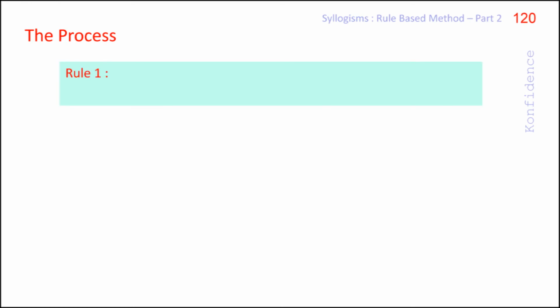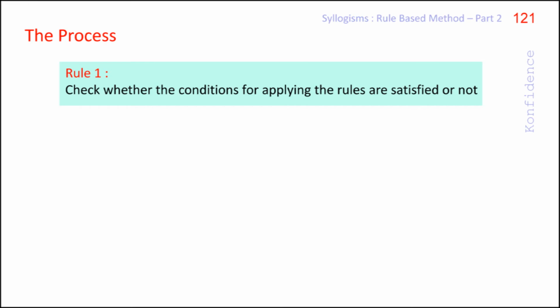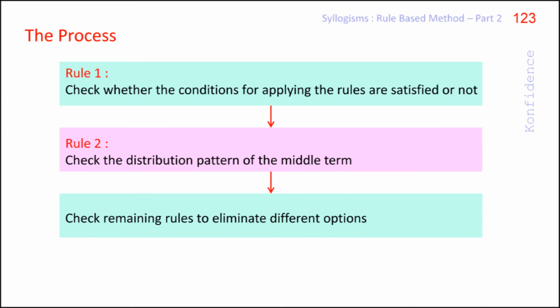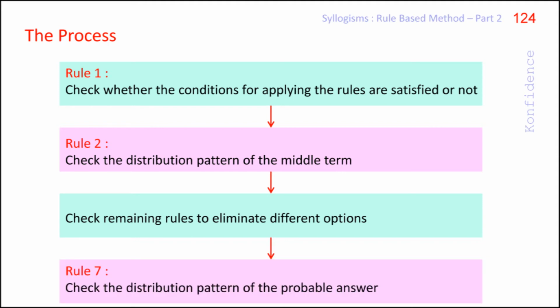First, we should check Rule 1, which tells us whether the conditions for applying the rules are satisfied or not. Then, we check the distribution pattern of the middle term, that is rule number 2. If rule number 2 is satisfied, then the remaining rules help us eliminate different options and move closer to the final answer. Finally, we check the distribution pattern of the probable answer to see if rule 7 is also satisfied or not. With practice, you will be able to do all these really fast.